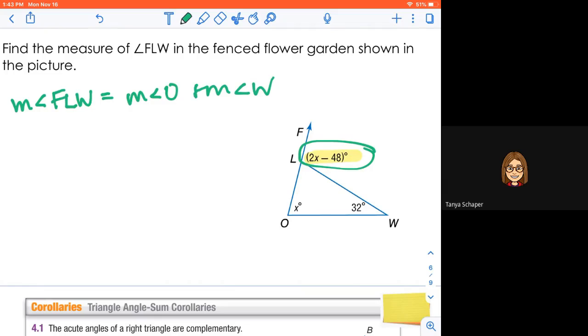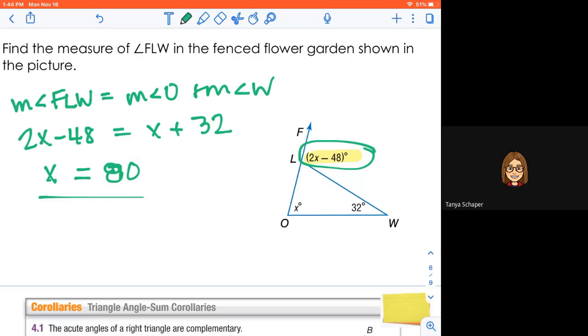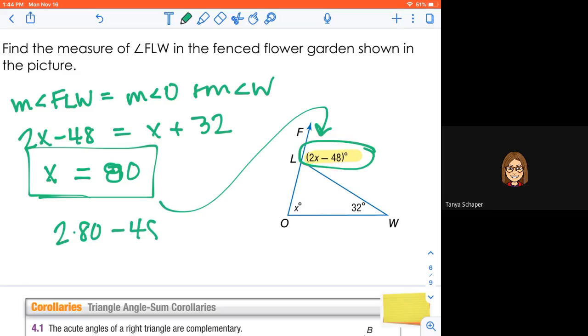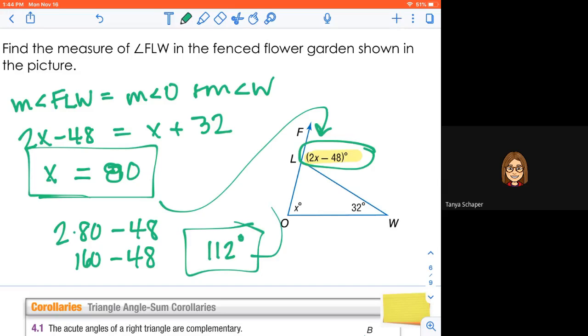So I'm going to fill in what I know. 2x minus 48 is equal to x plus 32. So now I have an algebraic equation that I can solve to figure it out. So x is equal to 80. Now I know what x is, and I'm going to substitute that in to solve. So 2 times 80 minus 48. So 160 minus 48 is 112 degrees. That's the measurement of angle FLW.